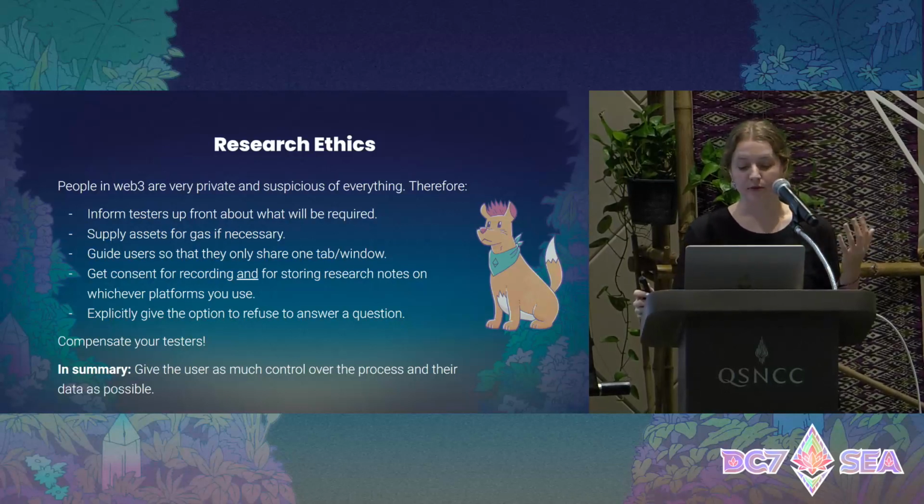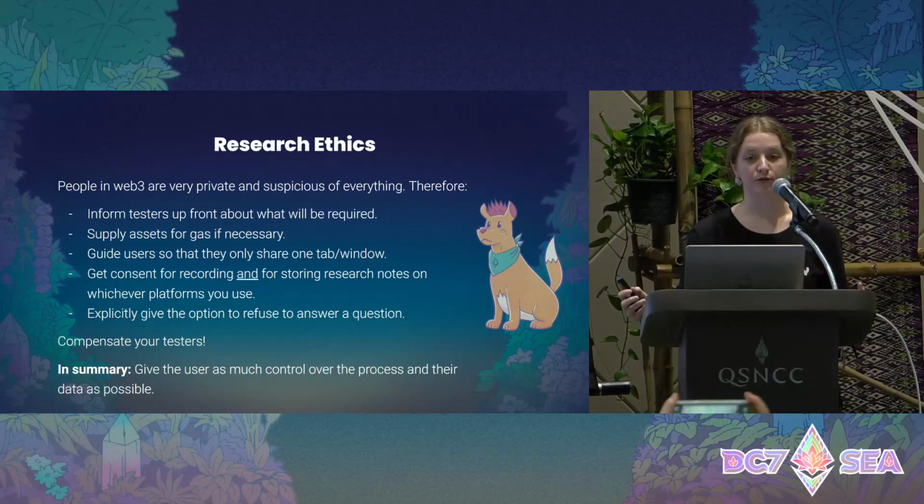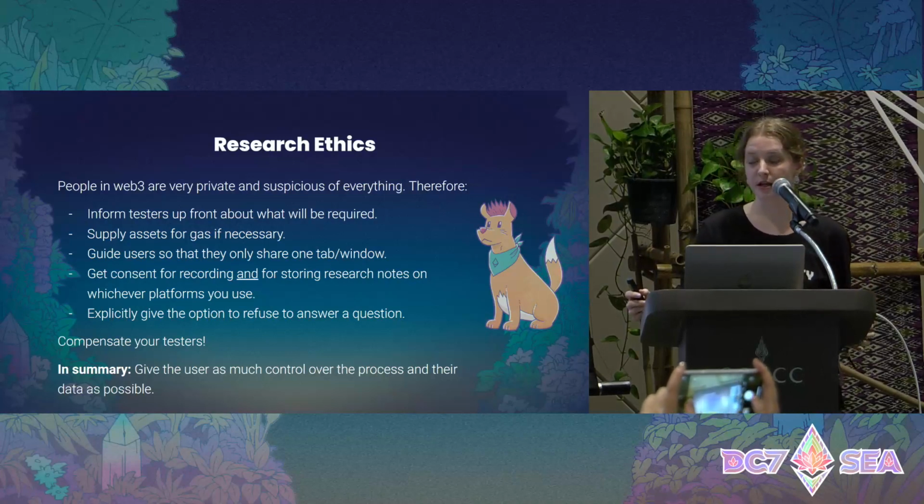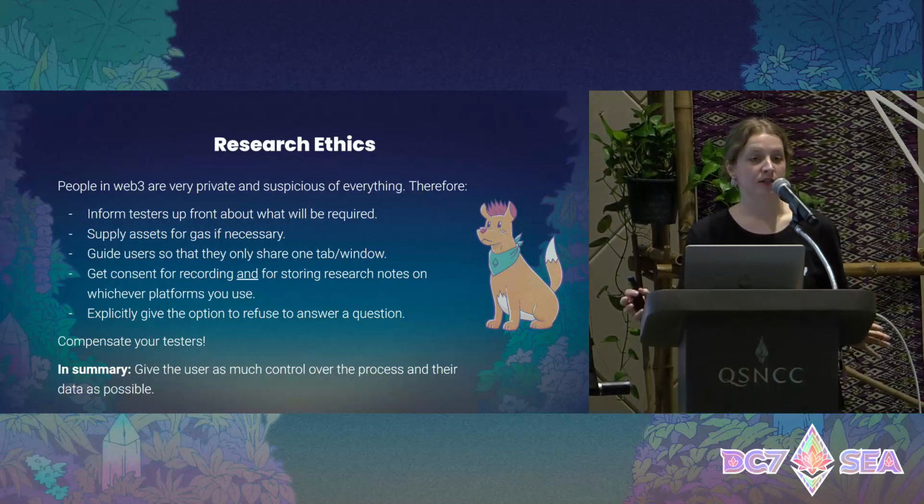So some examples. The first thing you want to do is inform somebody when you are approaching them or when you're putting out a call to recruit participants. You want to inform people what's going to be involved. Are you going to require them to show their faces on video? Are you going to require them to speak?